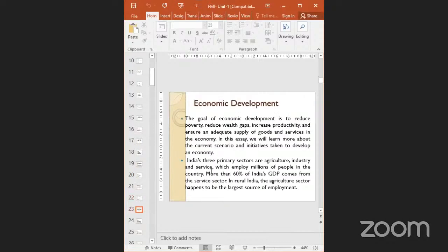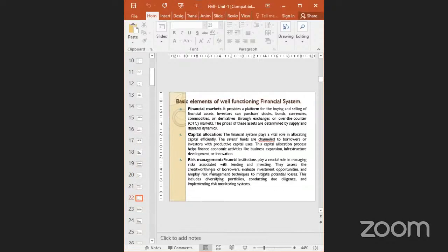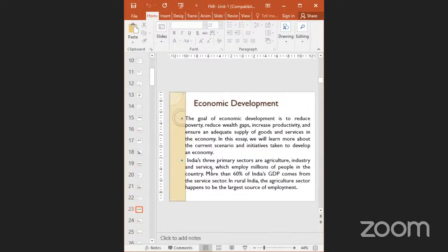Okay, this you can read. These are the best elements of how the financial system is functioning. This is one example. Okay, now moving towards economic development. Now, what do you understand by economic development?